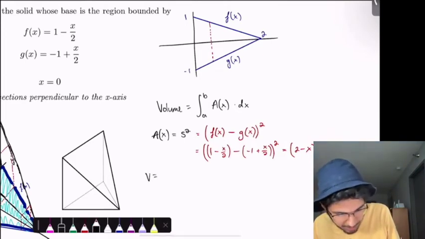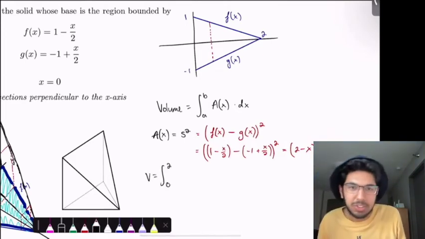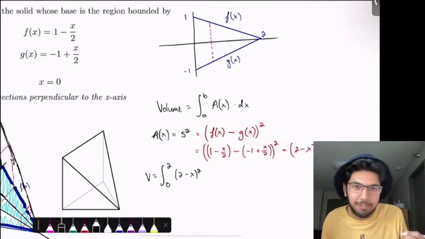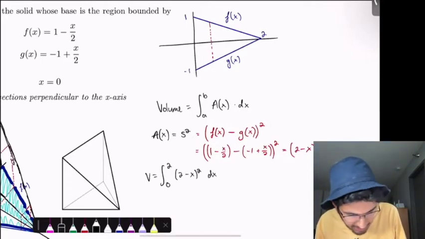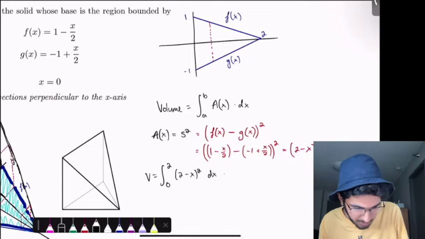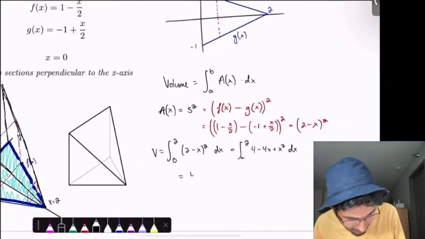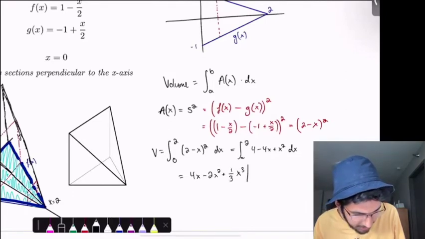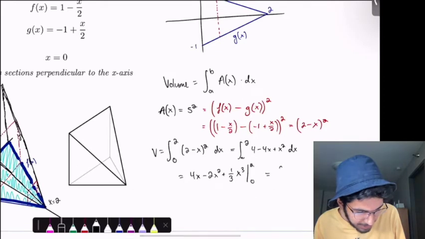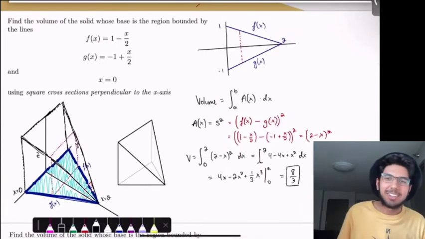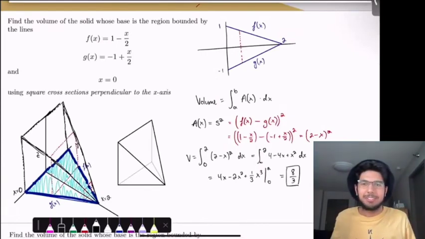So volume will be equal to, our lower bound is 0, upper bound is 2. Our integrand is 2 minus x squared, that's A of x, and then we tack on a dx. And now it's just a simple definite integral. 0 to 2, 4 minus 4x plus x squared dx. That will be equal to 4x minus 2x squared plus 1/3 x cubed, evaluated from 2 down to 0. Plug it in, and you'll get 8/3. So there you go. That is the volume of your shape.